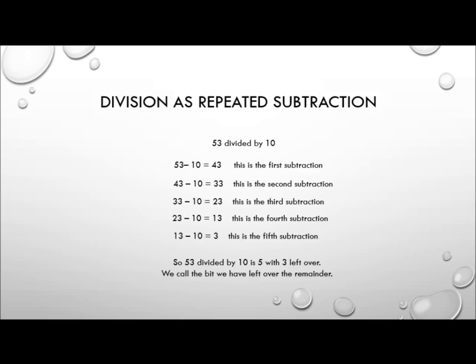Fair enough, but what happens if it doesn't divide equally? For example, 53 divided by 10, well, we can take 10 away from 53 5 times, but we have 3 left over. And that left over is what we call the remainder.